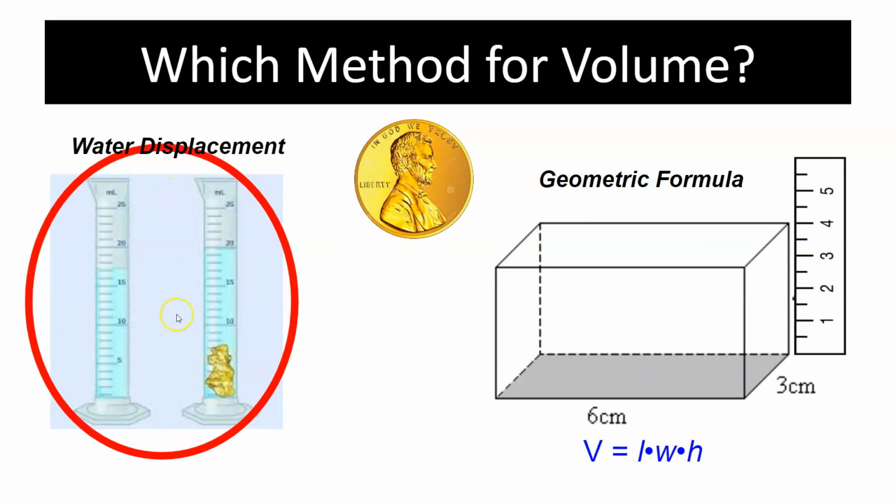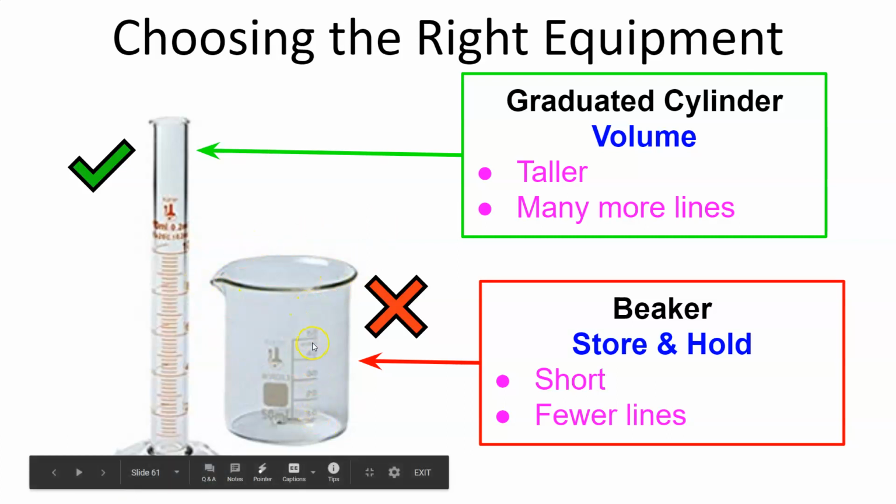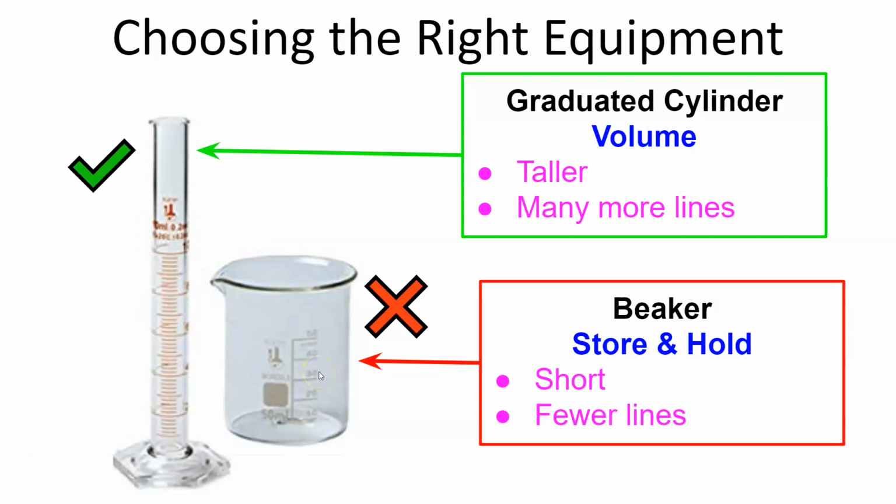So let's take a closer look at how we utilize this tool called a graduated cylinder. First thing, we have to choose the right tool. Oftentimes people choose a beaker rather than a graduated cylinder. A beaker is short and has fewer lines measuring the volume, and it doesn't give an accurate or precise measurement for the volume, so you don't want to use it for that. Beakers are used to store and hold things. A graduated cylinder is a taller, longer piece of glassware, and you'll see that there are more lines on it. So if we're in an actual lab, it's important that you choose the right equipment.